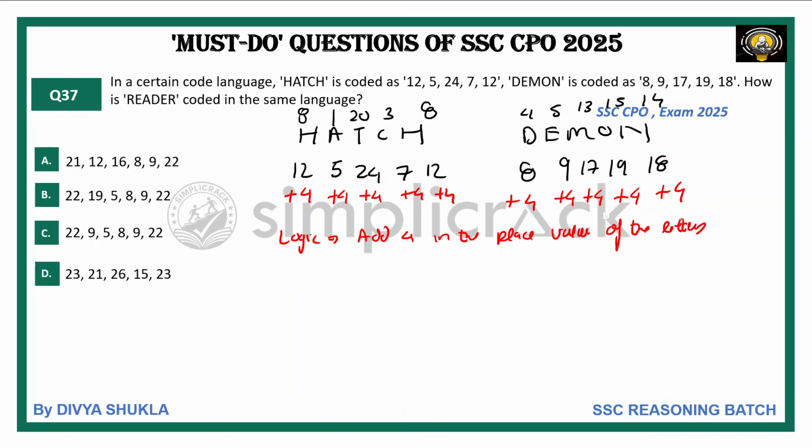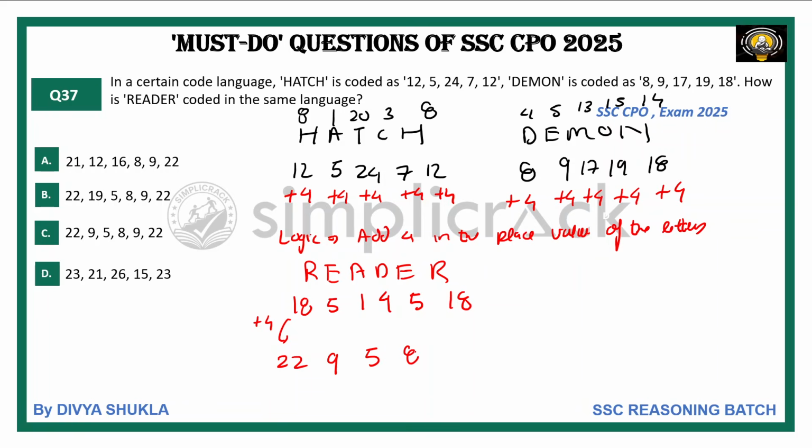Simple logic. So we need to find the code for reader. This is 18, 5, 1, 4, 5 and 18. Okay, now simply add 4 in all of this. You would be getting 22, 9, 5, 8, 9 and 23.